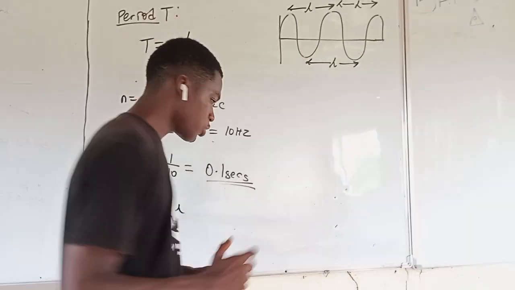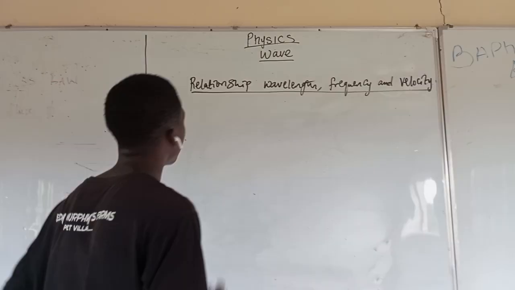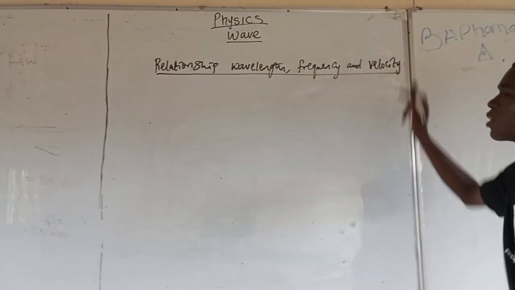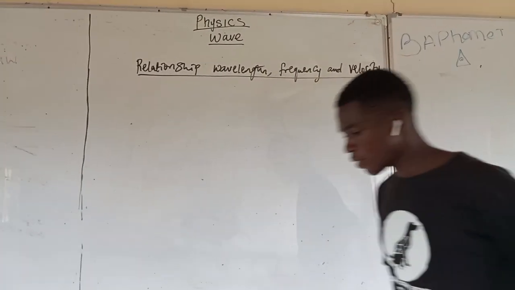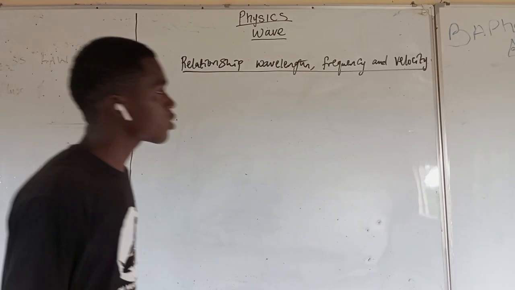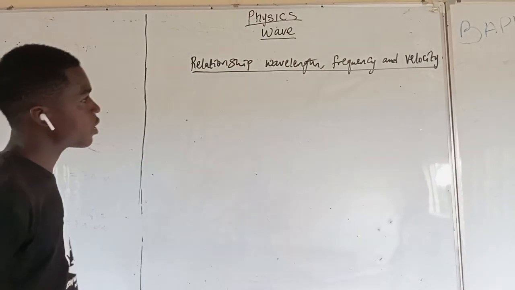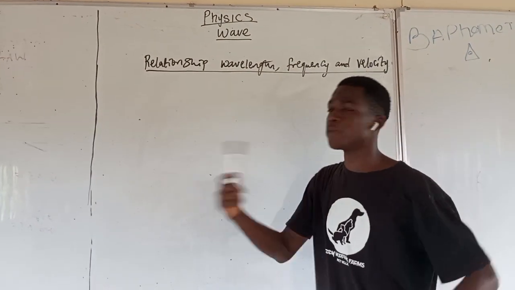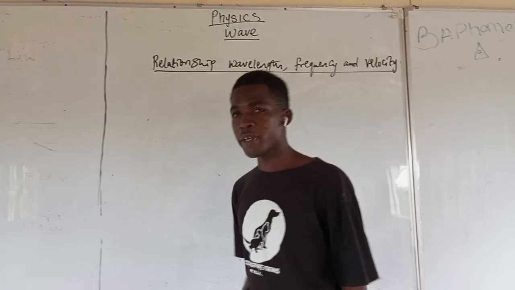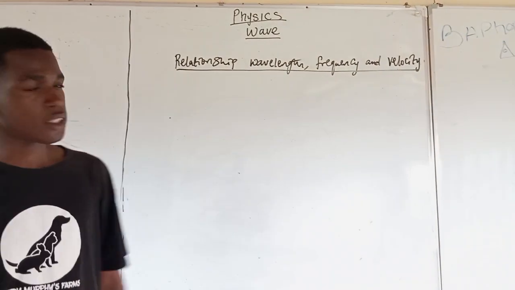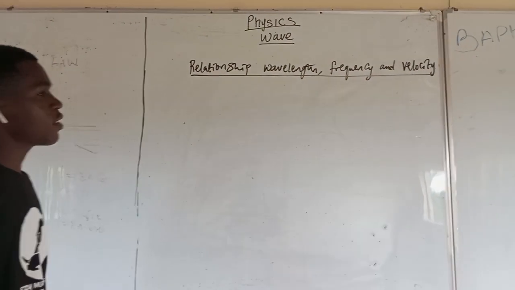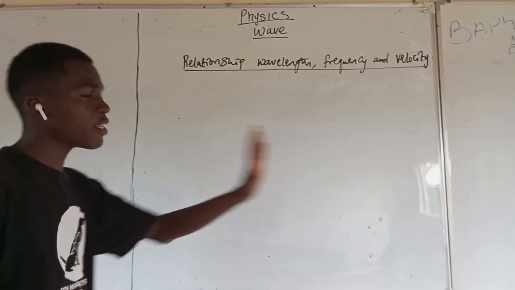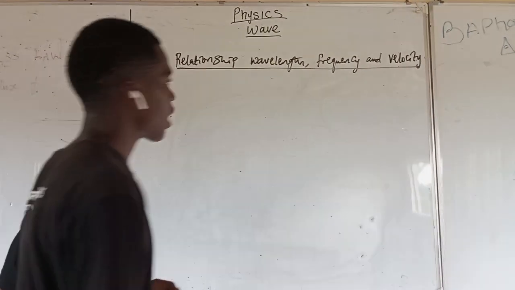Now there is a relationship between wavelength, frequency, and velocity. But we did not define velocity, so let's use a short time to define velocity. It's very easy. Velocity is the distance or displacement over time. The wave speed or velocity, they can be used interchangeably, is the distance moved by the wave per unit time.